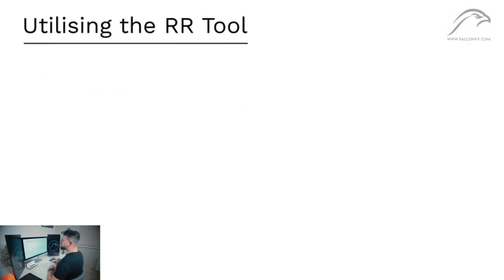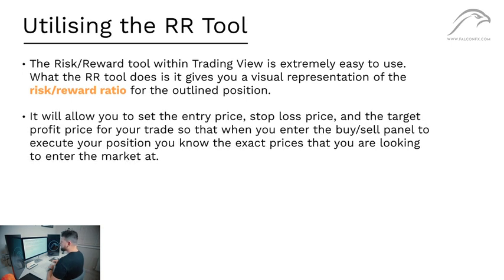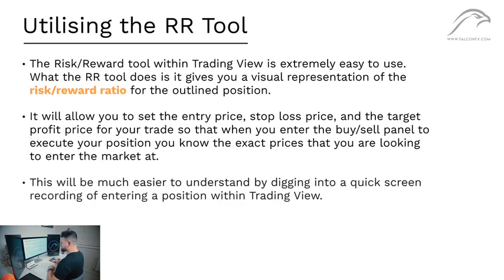So, utilizing the risk to reward tool. The risk to reward tool within TradingView is extremely easy to use. What the risk to reward tool does is it gives you a visual representation of the risk to reward ratio for the outlined position. It will allow you to set the entry price, stop loss, and the target profit price for your trades when you enter to buy and sell. And when you execute that, you know that you're exactly looking at the right price. And I'll show you how to do that on the desktop.